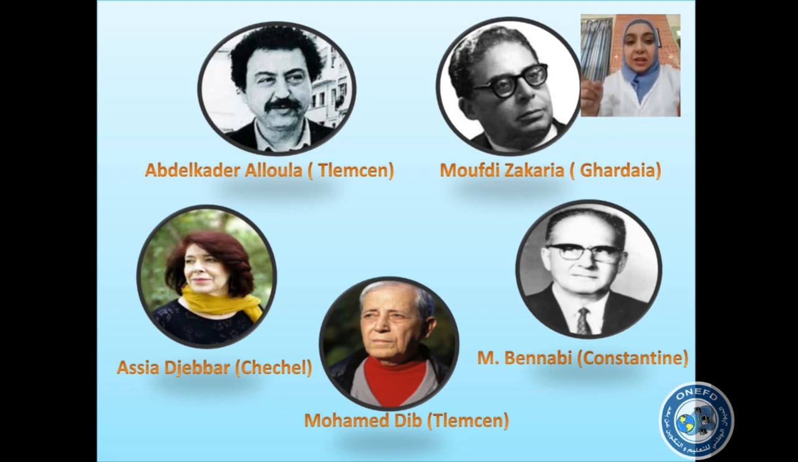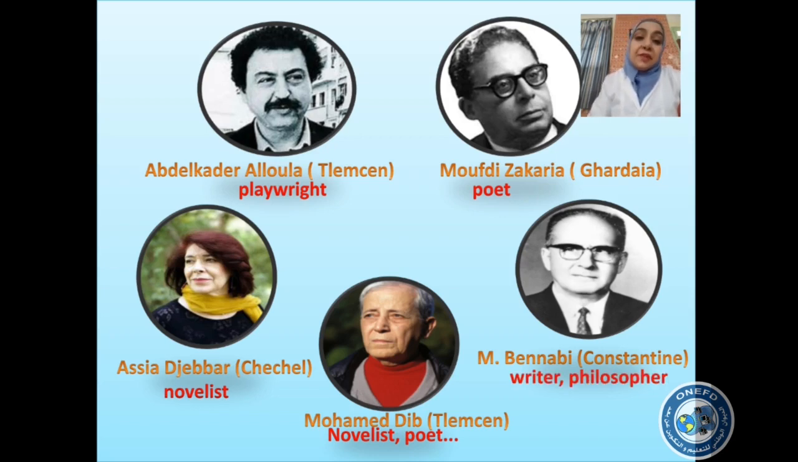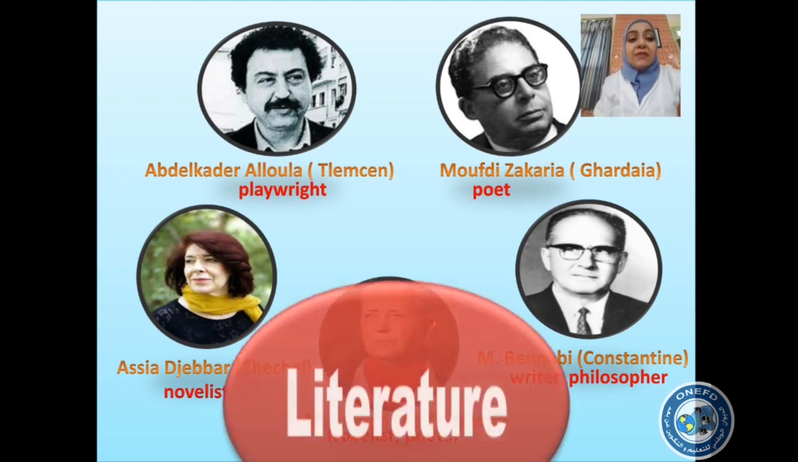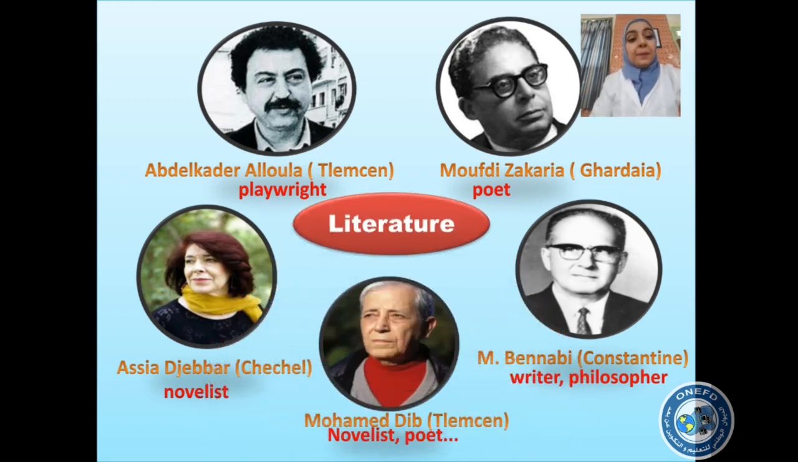Let's first check their occupations. Abd al-Qadir Al-Lula was a playwright. He wrote plays like Shakespeare. Mufti Zakaria, a famous poet. Asya Jabbar is a novelist. She's a writer. Muhammad Deeb, a novelist, a poet, and many other things. Malik bin Nabi was a writer and a philosopher. So all these people, the 5, are very famous in literature.